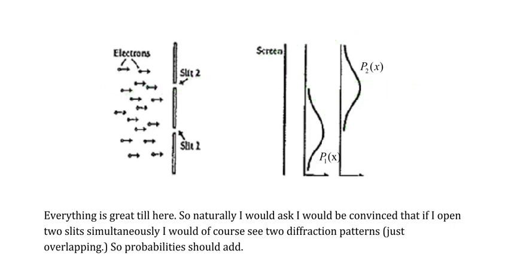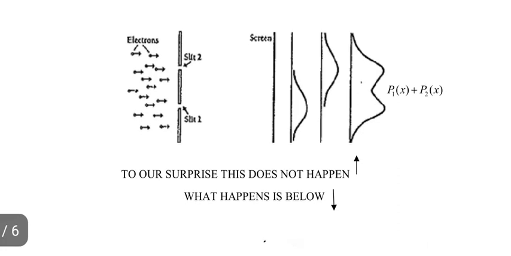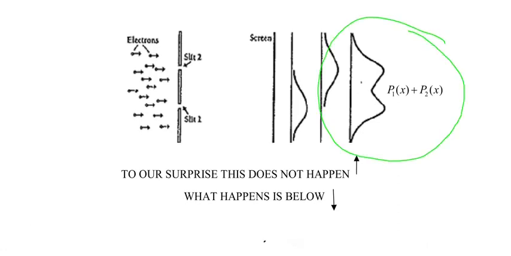Okay, so the idea is, if I open both the slits, what would happen? It's obvious, it's very obvious, both the probabilities should add, and I should get a diagram like this. It's very easy. Both the probabilities should add, and if I open both the slits, I should get this diagram.